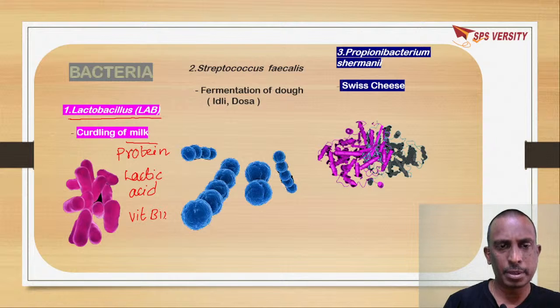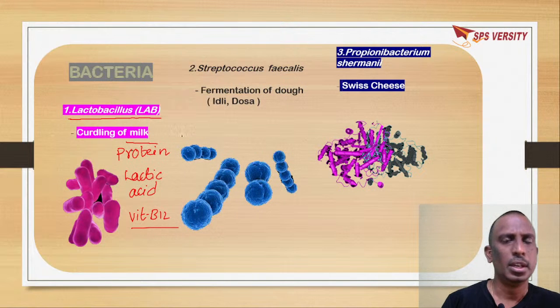At the same time, curd has the property of killing disease-causing microorganisms. When you compare curd and milk, curd is more nutritious than milk, because it is rich in vitamin B12. At the same time, it fights the microorganisms which cause disease. This is used in our daily life.